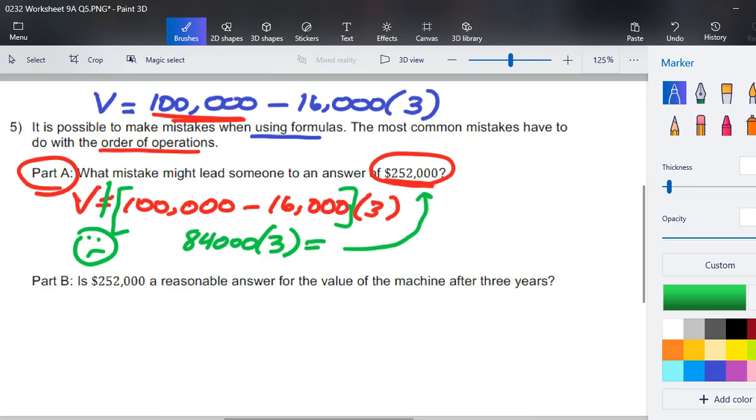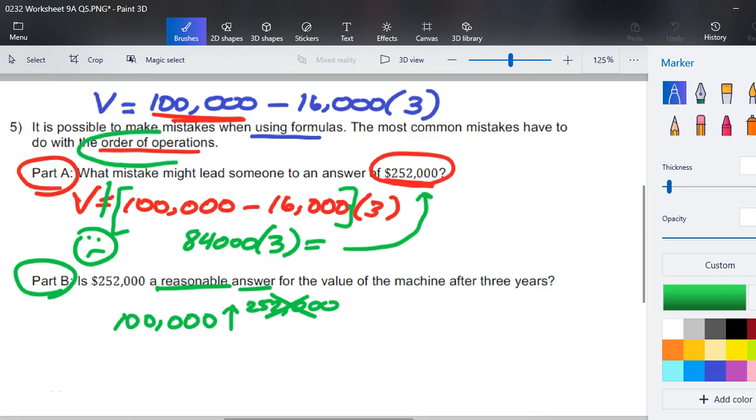But it's not reasonable. Part B says, is that a reasonable answer for the value of the machine? If the machine starts at $100,000, unless it's by some odd circumstance, it's not going to all of a sudden increase to $250,000. So think about reasonableness, and also remember, make yourself a note. You got to follow the order of operations. If you've got some parenthesis work, you got to do that first, then exponents, then multiply and divide left to right, and add and subtract left to right.